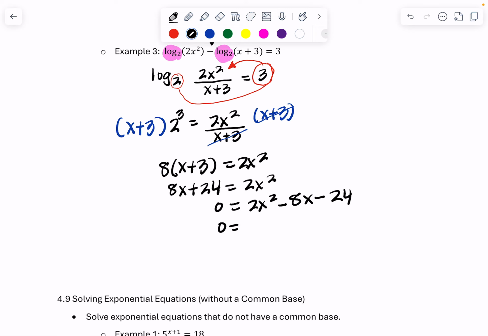Now I want to factor this. Well, notice they have a GCF of 2. So I'm going to go ahead and take out the 2 just to make this a little easier. That's always the first thing you should do when you're factoring anyway, is look for a GCF.